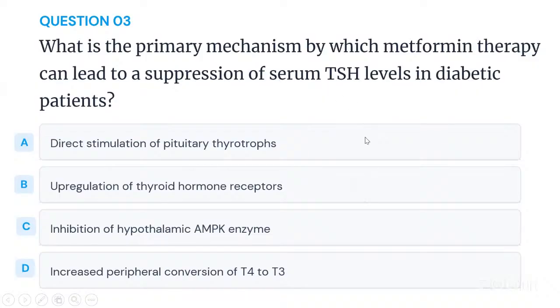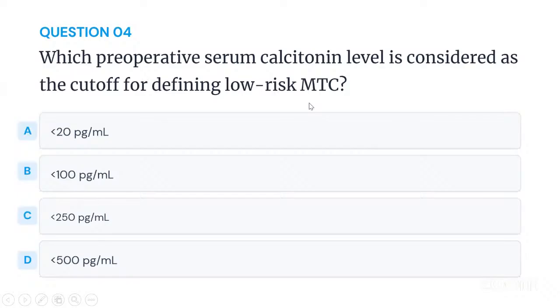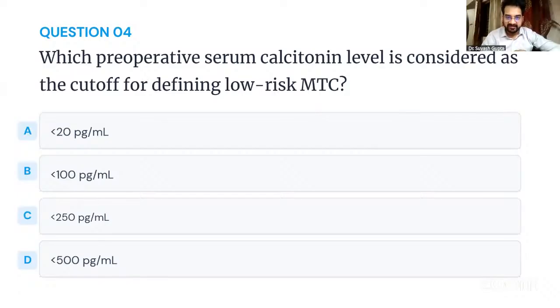So next question, sir. Which preoperative serum calcitonin level is considered as the cutoff for defining low risk MTC? Is it A, less than 20 picogram per ml, B, less than 100, C, less than 250, or D, less than 500?